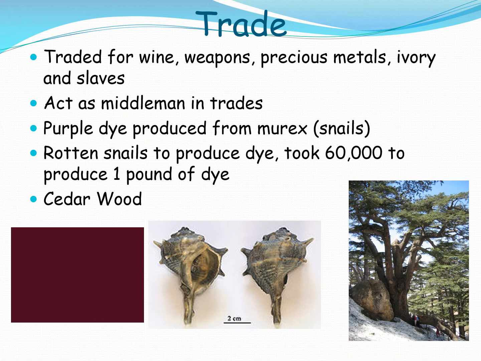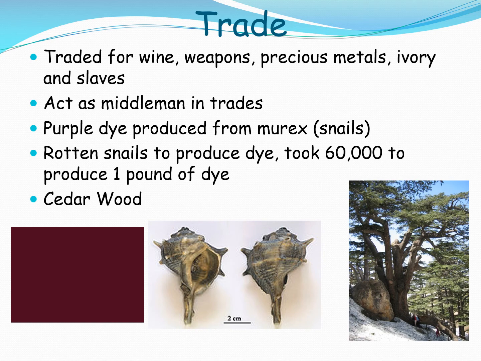The Phoenicians would trade wine, weapons, and precious metals, along with ivory and slaves throughout the Mediterranean. And much like the Minoans before them, they weren't always the ones creating the goods, but they were the ones trading them as they were the middlemen.